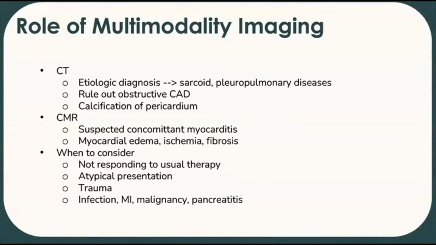CMR can also better differentiate myocardial tissue and shows pericardial and myocardial inflammation and various patterns of fibrosis. So I would say consider doing either CT or CMR if you have inconclusive echo findings, if they're failing to respond to anti-inflammatory therapy, a more atypical clinical presentation, suspicion of MI or neoplasm or infection, as well as associated trauma and suspicion of constriction. You can use these if other entities need to be excluded, such as metastatic disease.